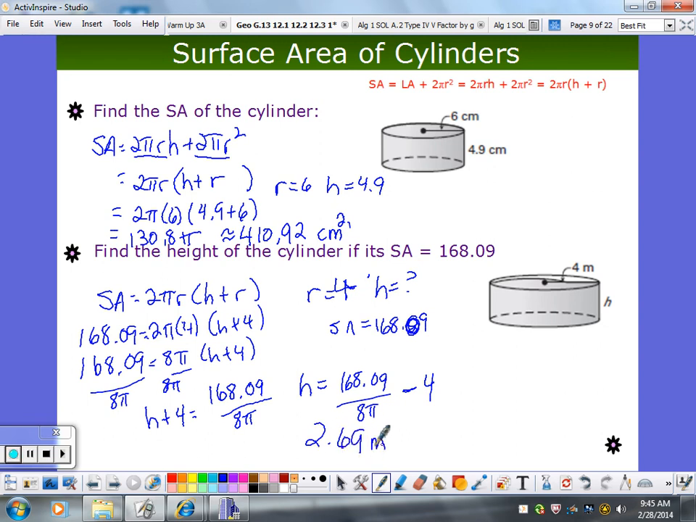These are meters. I'm finding a height, so I'm not squaring it or anything. So how tall is that thing? It's 2.69 meters. So round at the end when at all possible. With a lot of intermediate rounding, you get way, way far away from your number. Make sense? Not make sense? No, yes, thank you, one person.